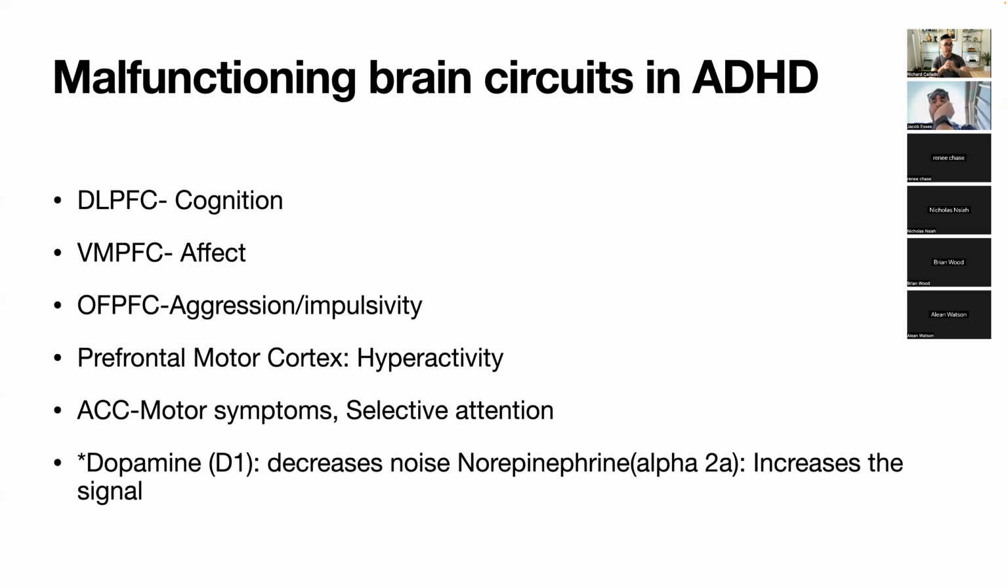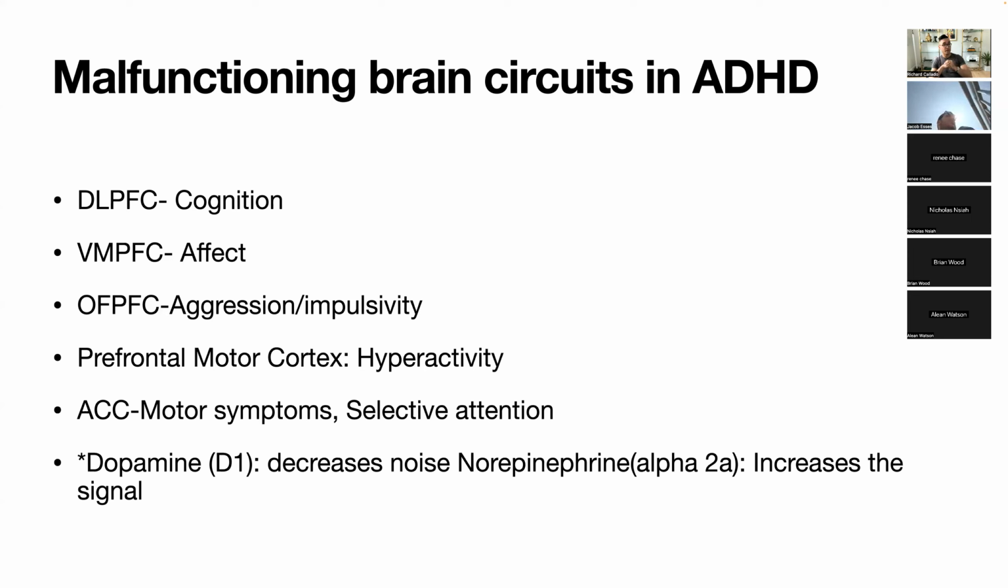Orbitofrontal prefrontal cortex is OFPFC. Orbital, your eye, frontal in the front, so it's actually right above your eyeball, prefrontal cortex. And that's implicated in a lot of our illnesses, but in ADHD, it has to do with aggression and impulsivity. All right, so there's an issue in that brain circuit. Once again, DLPFC is cognition, more specifically, sustained attention. Ventromedial prefrontal cortex is affect, which is the mood lability that we sometimes see in ADHD kids, which sometimes gets confused for bipolar 2, right? Prefrontal motor cortex, we all know what that is, obviously, your motor cortex, hyperactivity, okay?